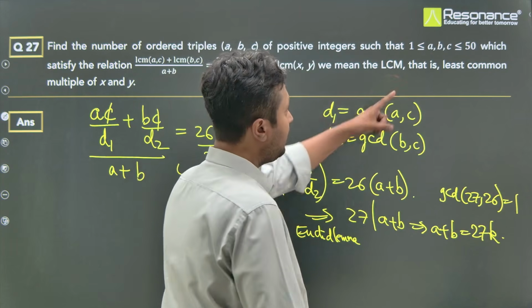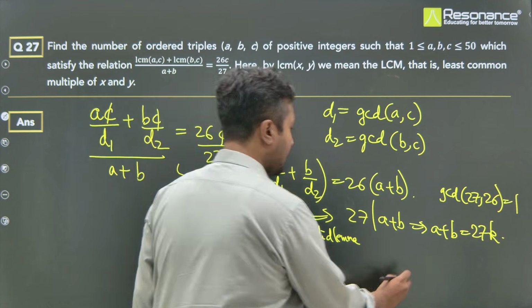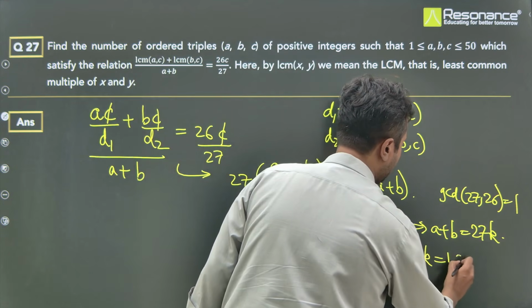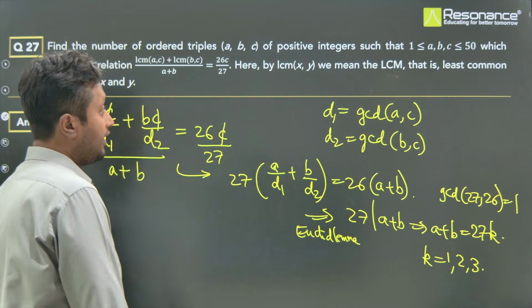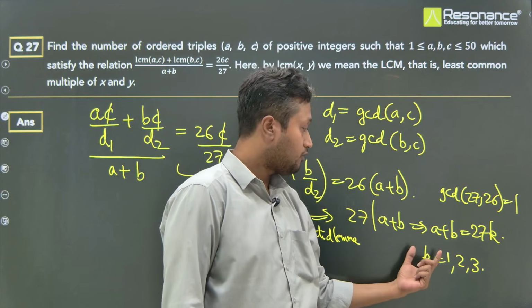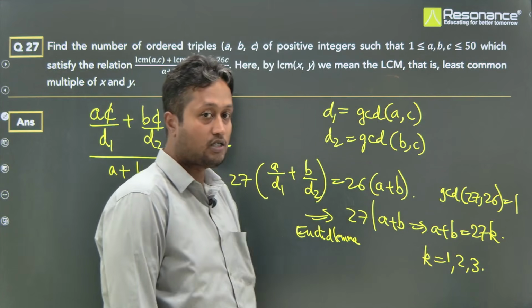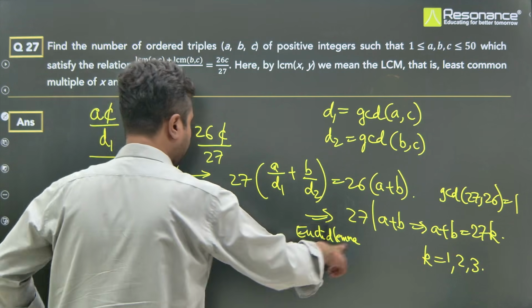And a and b are values from 1 to 50, so k can't be too big, which means k has to be 1, 2 or 3, because with 4 times 27 you cross 100. I mean, a plus b would be at most equal to 100. So 4 times k, you'll cross 100, so that's not allowed. Okay, so that's that.